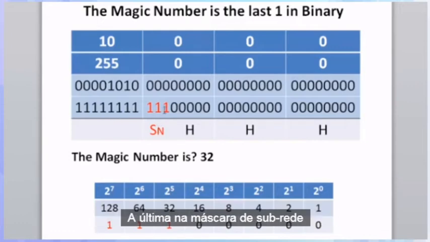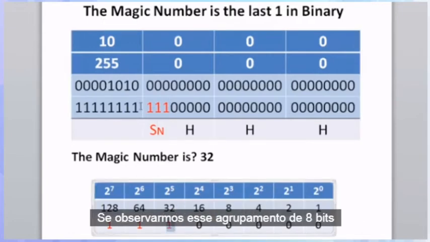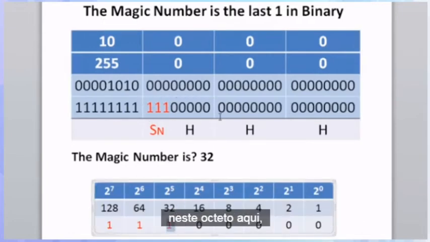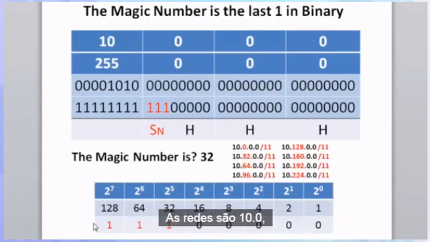The last one in the subnet mask is still in the 32's place. If we look at this 8-bit grouping in this octet right here, the last one is still in the 32's place, so the networks will go up by 32. So the networks are 10.0, 32, 64, 96, going up by 32, but in the second octet.